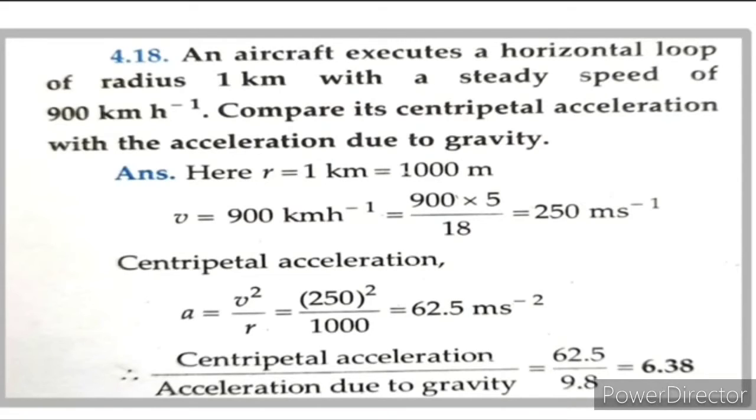So first step is to find centripetal acceleration. Here it is direct, because it's given the steady speed or the linear speed is 900 km per hour. So that kilometer per hour is to be converted to meter per second. 1 kilometer per hour is 5 by 18 meter per second. So that constant speed, we will get it as 250 meter per second. So acceleration is given by v square by r. So we get 62.5 meter per second square as the centripetal acceleration. Now the ratio when we find, you will get 6.38. So that is the comparison.